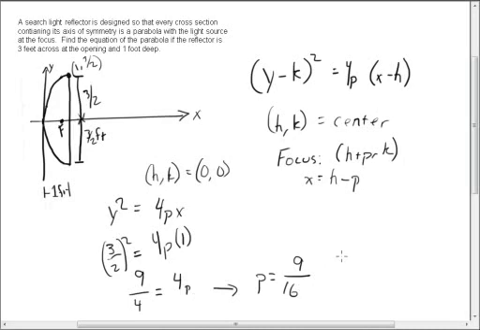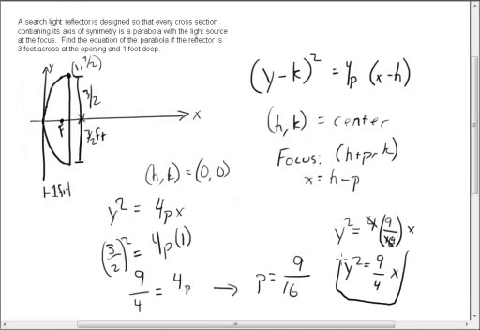So then, our equation describing the parabola is y squared equals 4 times 9/16 x. Now we can simplify this out, and we get y squared is equal to 9/4 x. And that is our equation describing this parabola.